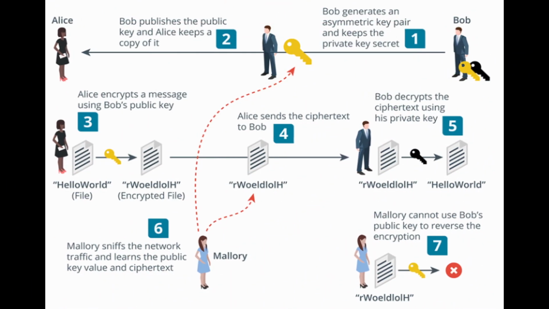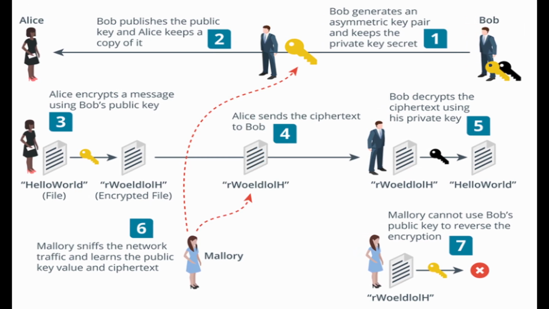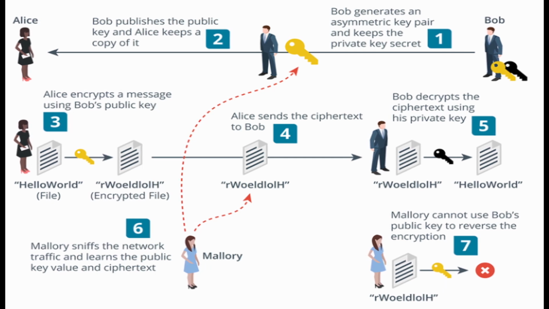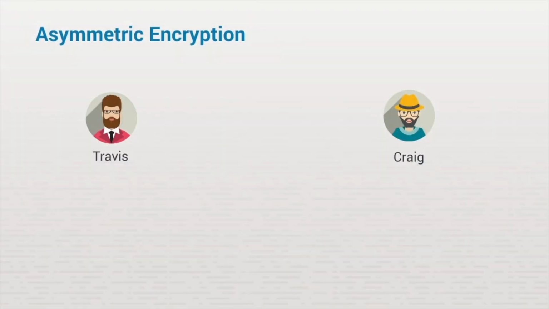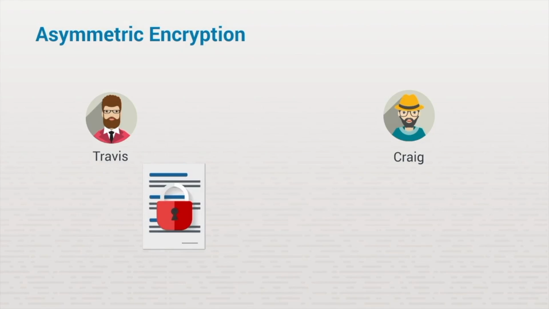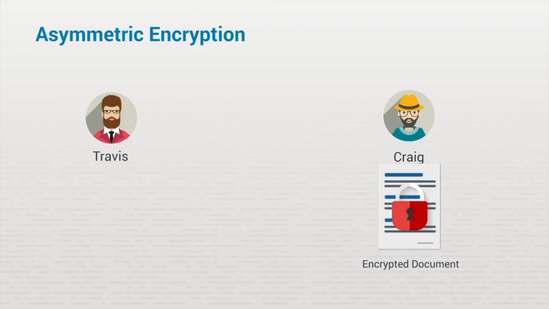Asymmetric encryption makes use of 2 different keys, a public key and a private key. The public key is used to encrypt the data, and the private key is used to decrypt it. Since these keys mirror each other, the private key only decrypts data that was encrypted with the matching public key. Let's see this in action. Travis is sending his confidential file to Craig. To do that, Travis must first get Craig's public key. Travis then uses Craig's public key to encrypt the data, and the file is sent to Craig. When Craig gets the file, he uses his private key to decrypt it.